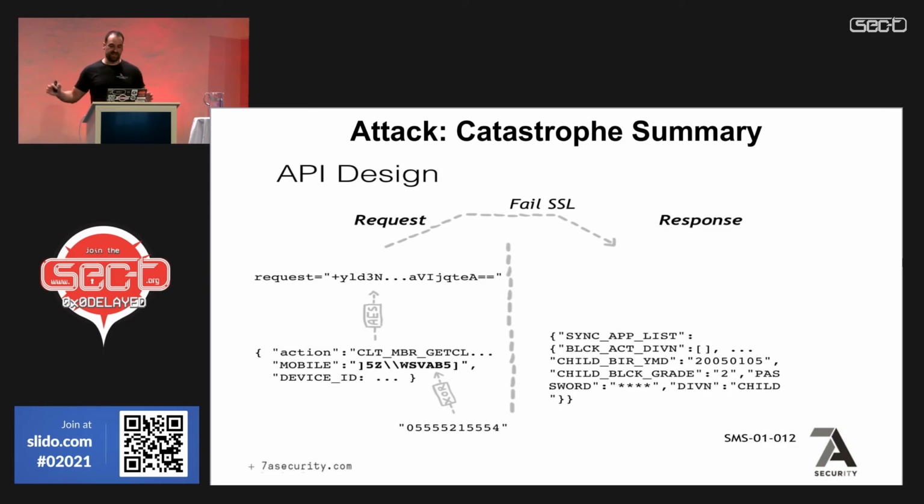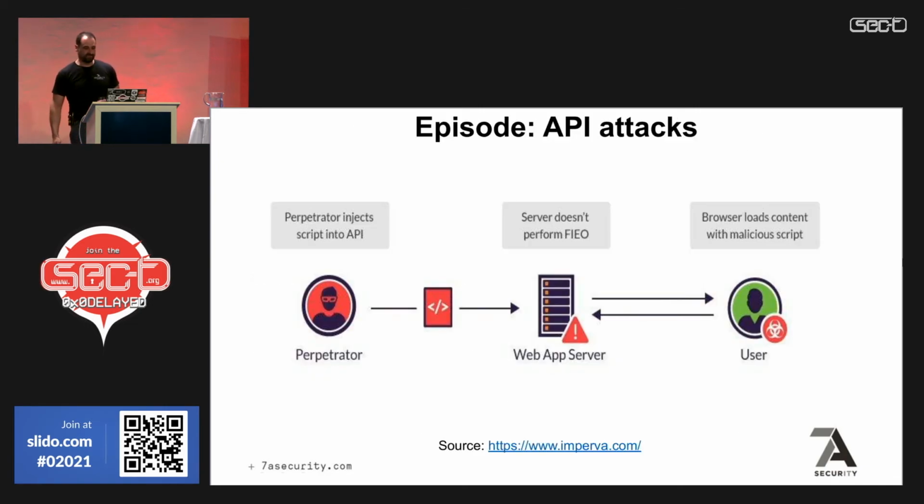So the catastrophe summary is you have a phone number, then it's encrypted with XOR, which is completely useless because anybody can retrieve the XOR key from the binary. Then the entire request is encrypted with AES, which is also a useless encryption layer because the AES key is also hard-coded in the binary. And then the request is sent to the server, but as we saw before, it's completely ignoring all SSL warnings. So this was the fail SSL. And then you get the response back from the server, right? So it was a complete disaster implementation.